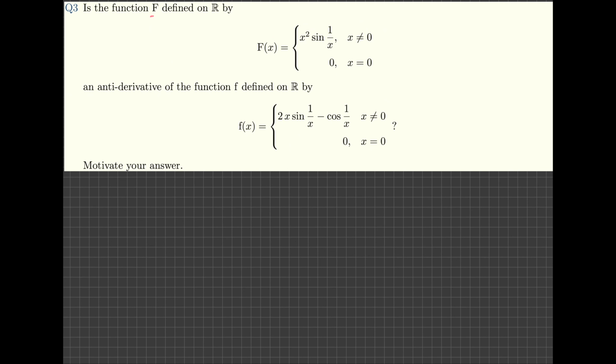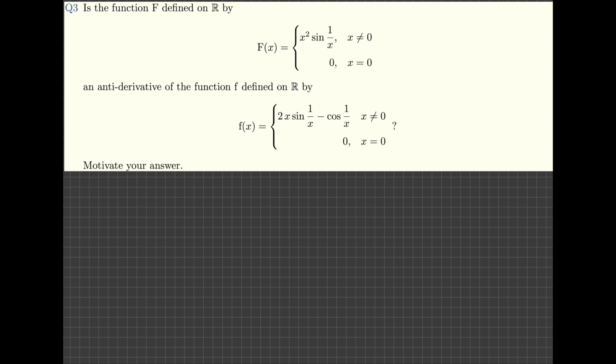Is the function capital F defined on R, the set of real numbers, by capital F of x equals x squared times sine of 1 over x if x is not equal to 0, and 0 if x is equal to 0, an antiderivative of the function little f defined on the set of real numbers R by little f of x equals 2x sine of 1 over x minus cosine of 1 over x if x is not equal to 0, and 0 if x is equal to 0? Motivate your answer. The short answer, of course, is yes.